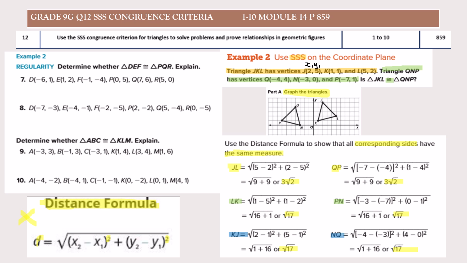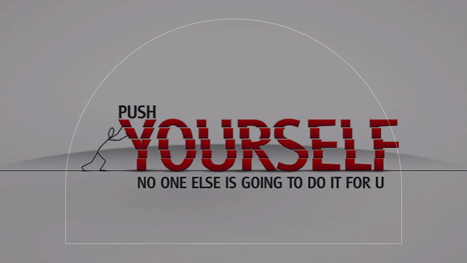So practice these examples. You got number 7, number 8, 9, and 10 to see whether they are congruent or not. I hope this lesson has helped you.